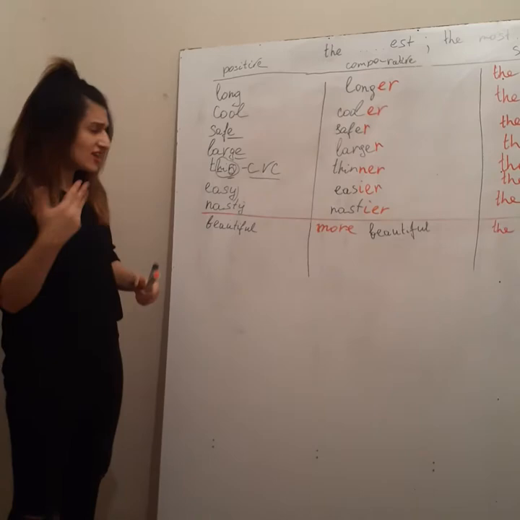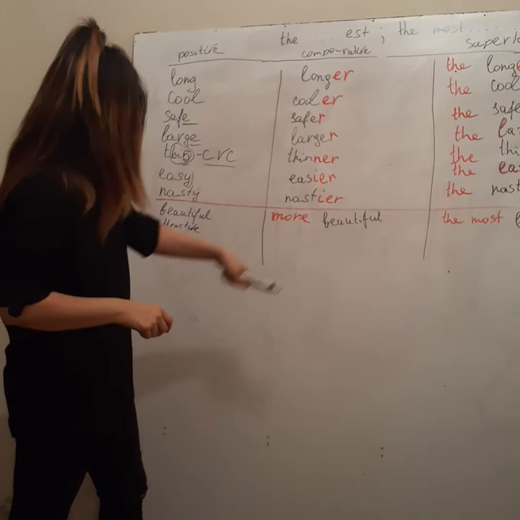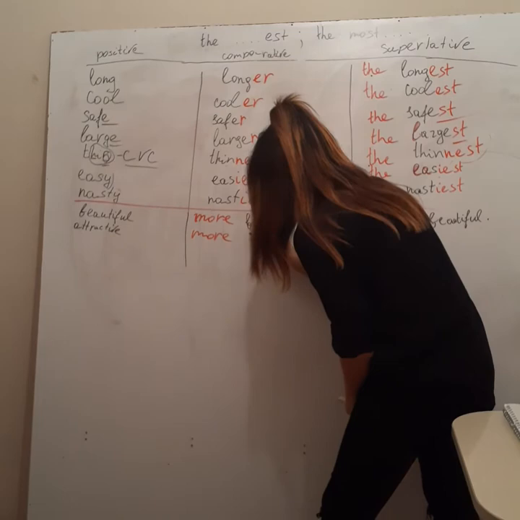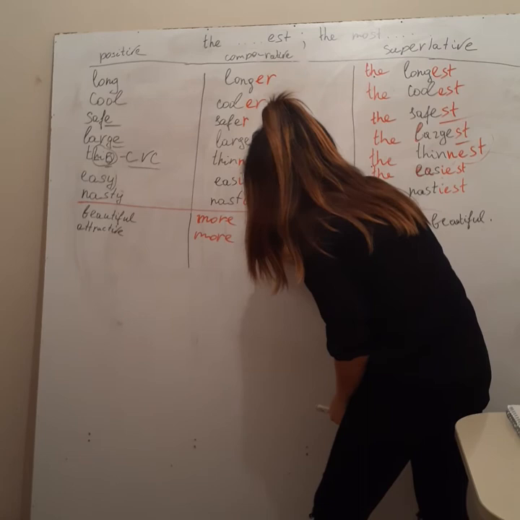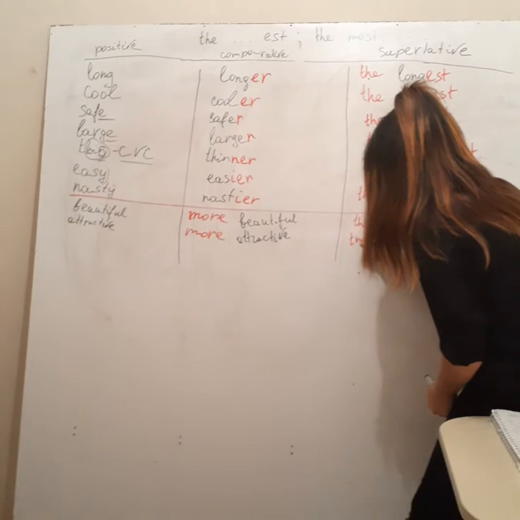Okay. And another word, for example, what can we say? Attractive. Can you say the comparative of it? More attractive. Yeah. I think that you learned carefully and you can say everything very clearly. Attractive, more attractive and the most attractive.